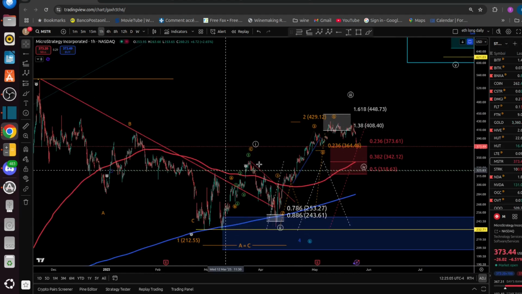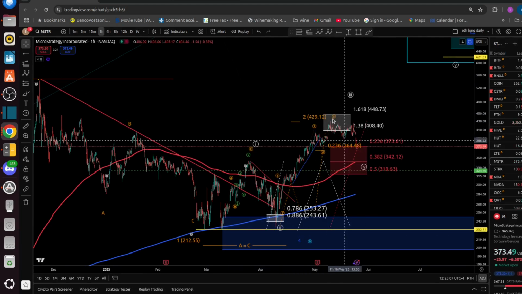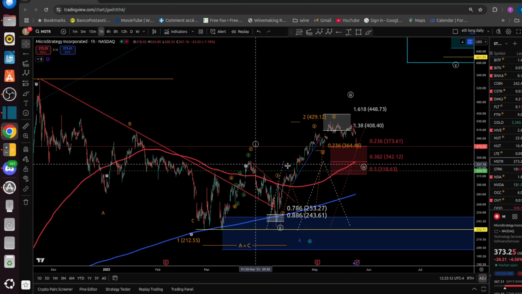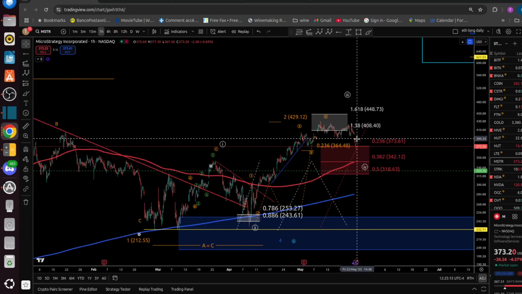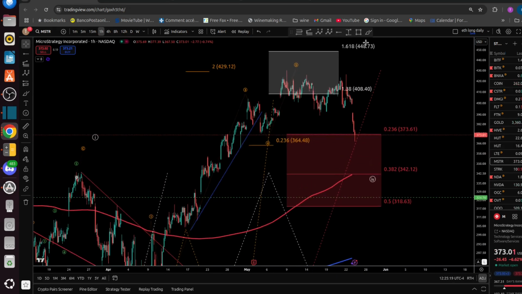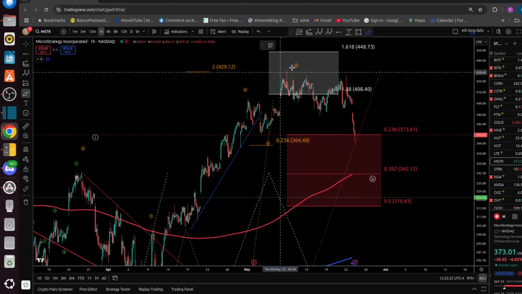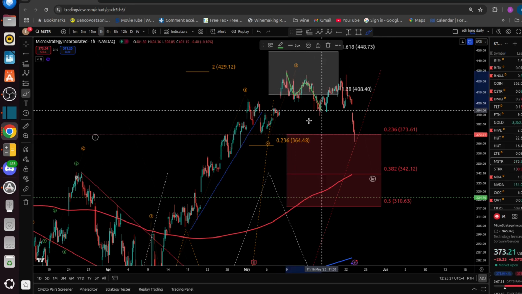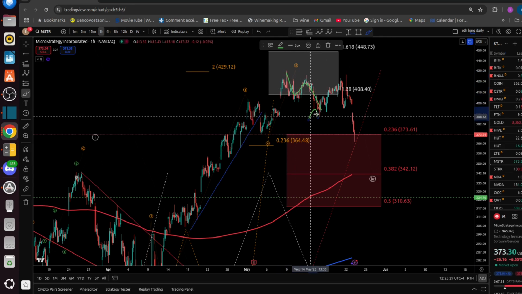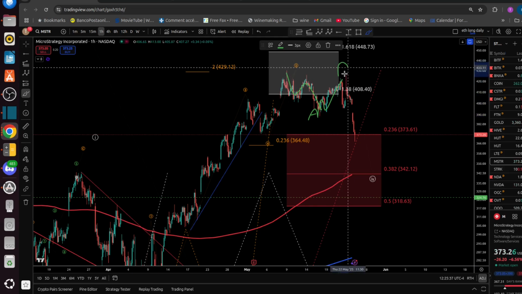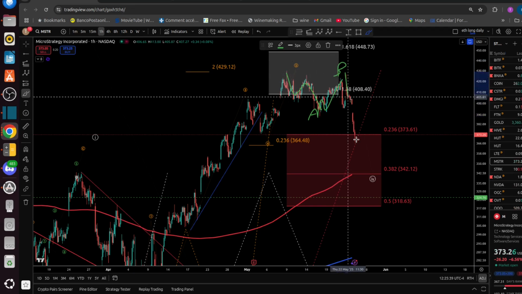Just want to check here. Yeah, it makes sense, right? If this is the fifth wave, the length is not there yet, and this correction is not finished, but let me see here. I can call this an A, B, C for the wave A, and this also is A, B, C for the wave B, and now we're going lower.